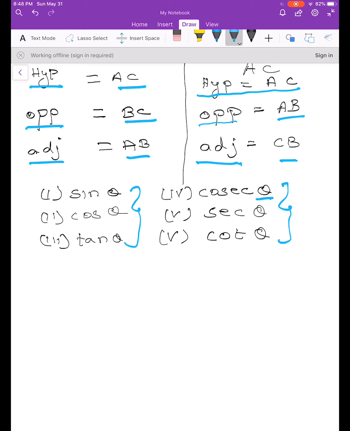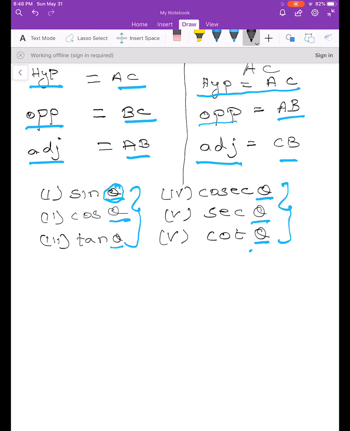Here I am using theta. It will change with respect to the angle. As a basic angle, I am using the word theta to show it is some angle. Depending upon the sum, it can be A, C, or anything else.